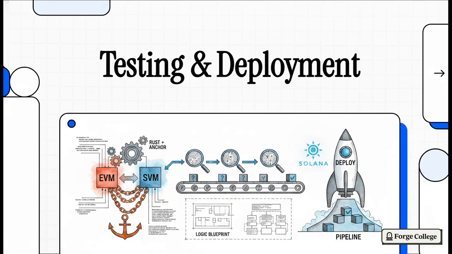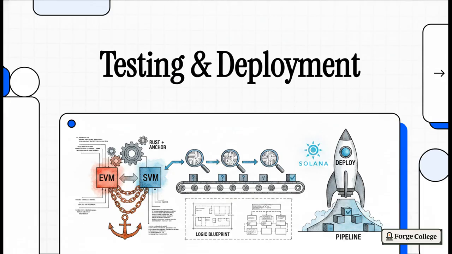So, in our previous lesson, we accomplished something huge. We successfully built our core program logic in Rust and Anchor. But, as any seasoned developer knows, having logic that simply compiles is literally only half the battle. The other half is actually proving it won't just instantly break the moment someone looks at it funny.